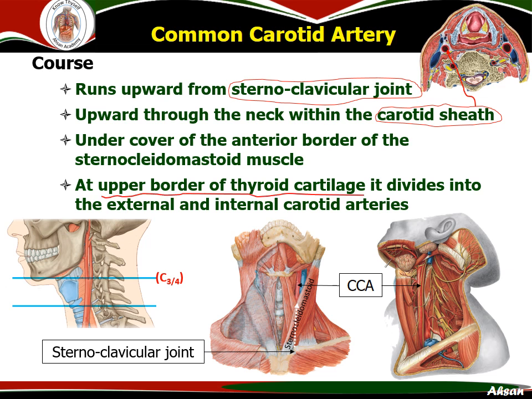You cannot see the course because of the sternocleidomastoid, and it runs up to the upper border of the thyroid cartilage. These are all important because this helps a doctor to feel the pulse of this common carotid artery. You will see this under the slide on clinical significance.